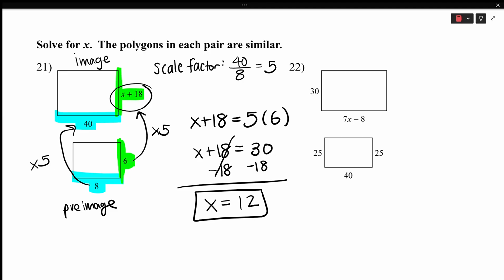12. How can you check your work to see if this is true? If I plug in 12 for x, 12 plus 18, that's 30. Is 6 times 5 equal to 30? Yup. So, yeah, that's correct.